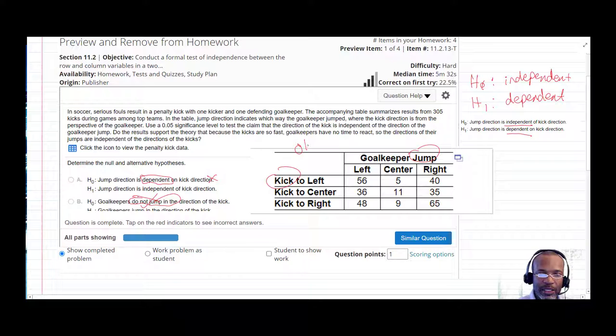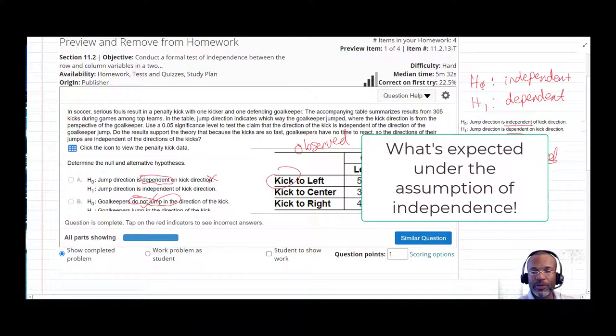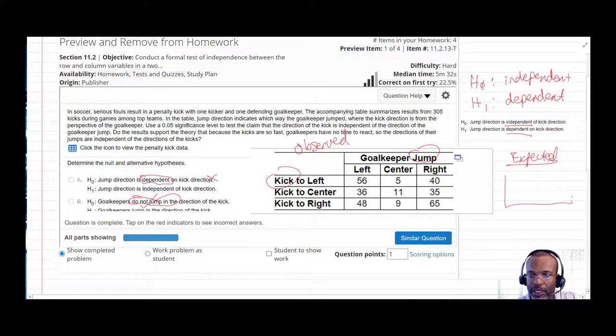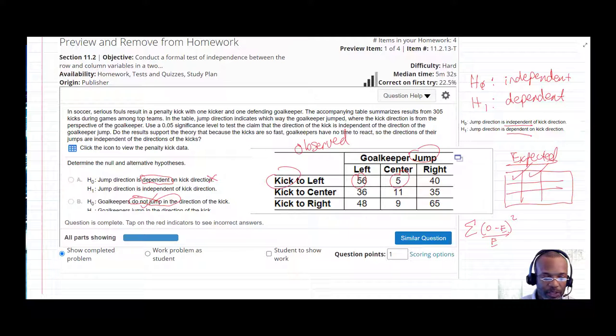Now, this is the data. This is what's observed, and we need to figure out what's expected. So there is, in a previous discussion, an example of how we could figure out what those 9 expected quantities are. And then we could calculate the chi-square statistic, where we take each one of those observed values that correspond to a particular cell, observed minus expected, squared, divided by expected. So it would be the 56 minus whatever that value is, the 5 minus whatever that value is, and those differences are squared and then divided by expected. Your calculator will do the work for you and produce the expected values.